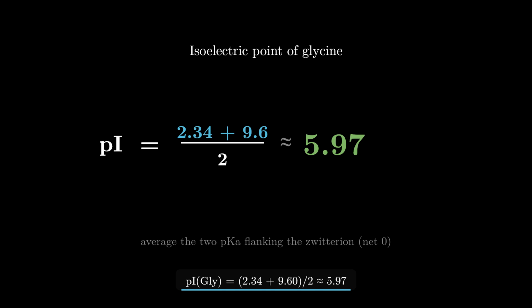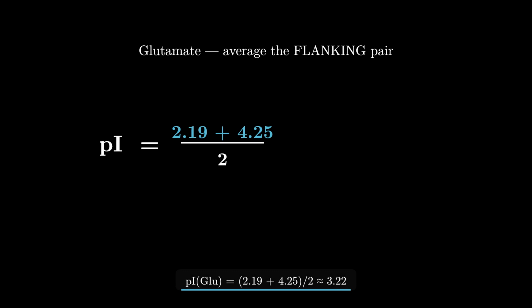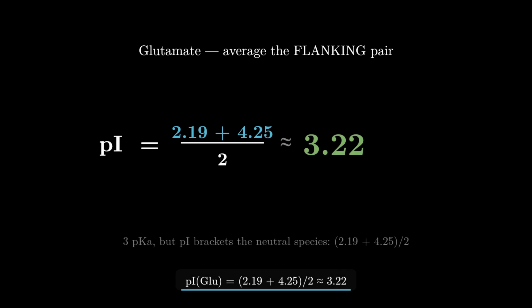Now extend this to an amino acid with a charged side chain, say glutamate, which adds a second carboxyl group on its side chain with a pKa near 4.25. Now you have 3 pKa values, 3 flips, and charges running from +1 all the way to -2.